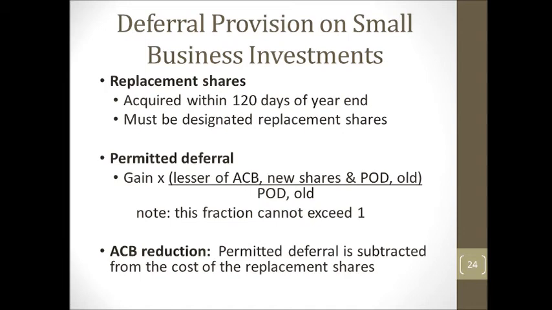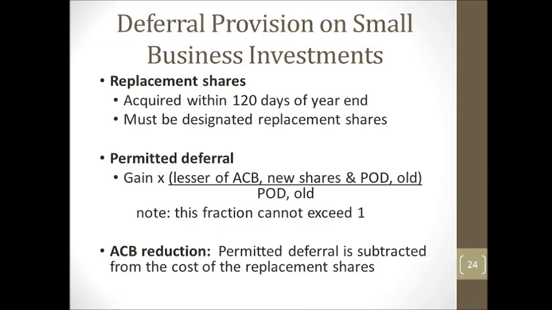Now, provided all these conditions are met and there was a gain on the qualifying disposition, part or all of the gain may be deferred and subtracted from the adjusted cost base of the new replacement shares. The amount of the gain which is allowed to be deferred is calculated by using the formula as shown here on the slide.